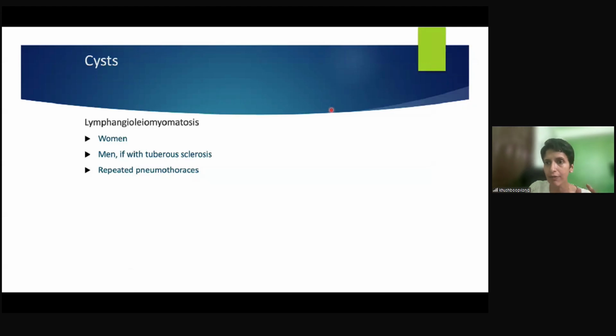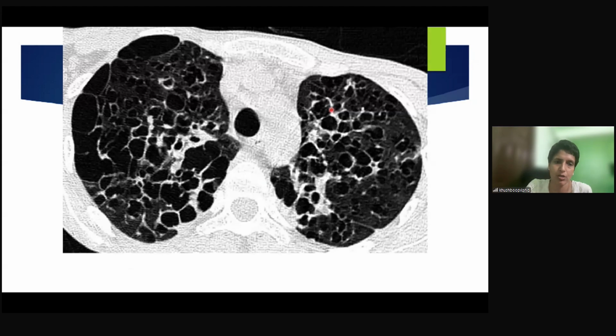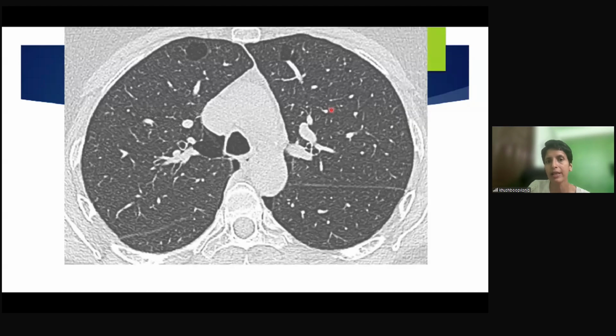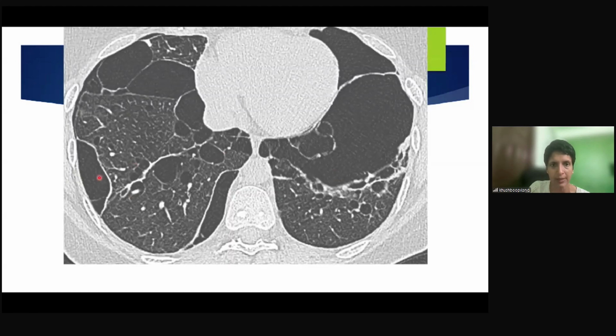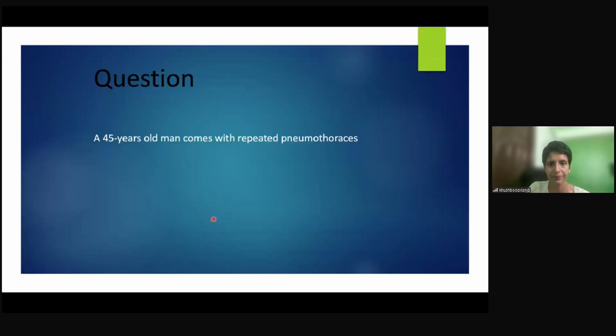When you see cysts in a woman, non-smoker, with a background normal lung parenchyma, someone who has presented with repeated pneumothoraces, then in these cases, the topmost diagnosis is lymphangioleiomyomatosis. So when you see such cysts with a rather normal background lung parenchyma, you know you are dealing with lymphangioleiomyomatosis. Another example where you see these scattered cysts, you see this thin pneumothorax around here, and the background lung parenchyma is pretty much normal. The bases were more severely involved with these larger cysts and the pneumothorax. So this is lymphangioleiomyomatosis.